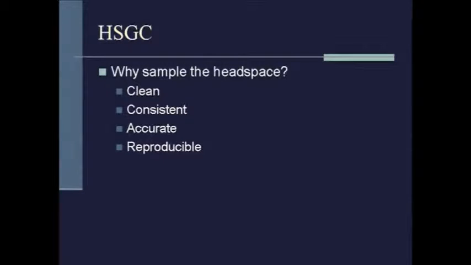We just do this on a smaller scale in a little glass vial. And the reason that we do it is that it gives us a very clean sample. I mean, blood is nasty. There's proteins and fats and all kinds of stuff. If you just sample a headspace, all that stuff stays behind. The alcohol wants to get out of there pretty easily, because it's a volatile.